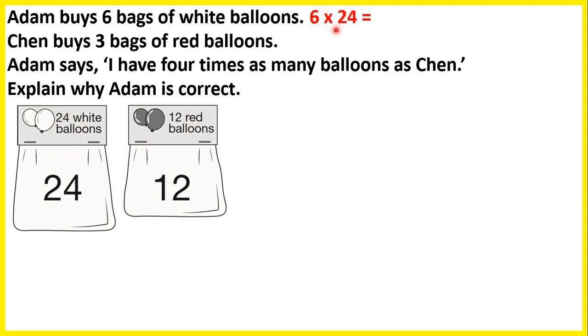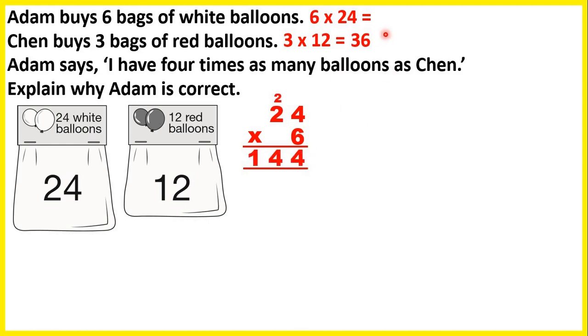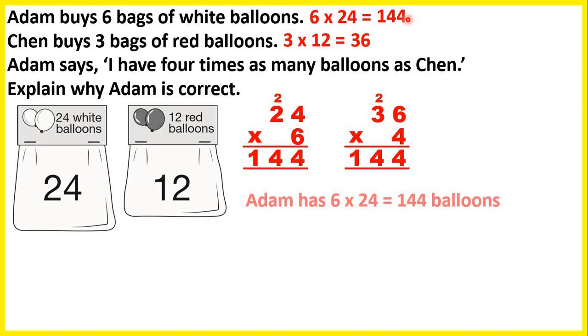So we can work out 6 times 24 to find the total number of balloons that he buys. And Chen buys 3 bags of red balloons, and there are 12 in each bag, so that's 3 times 12, or 36 balloons. So let's work out 6 times 24. That's 144. So Adam buys 144, Chen buys 36, and 144 is 4 times 36, because if we multiply 36 by 4, we get 144.